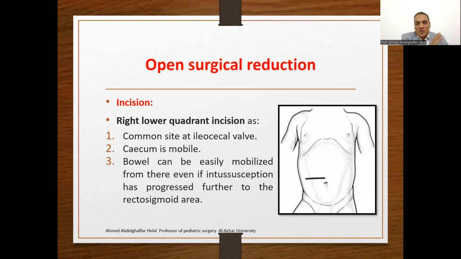We may have open surgical reduction or laparoscopic reduction. Regarding open surgical reduction, usually we choose a right lower quadrant incision, whether above or below the umbilicus, as the commonest site of intussusception is at the ileocecal valve, and the cecum is mobile, and the bowel can be easily mobilized from there, even if the intussusception has progressed further to the rectosigmoid area. So the right lower quadrant muscle-splitting incision is the preferred one.